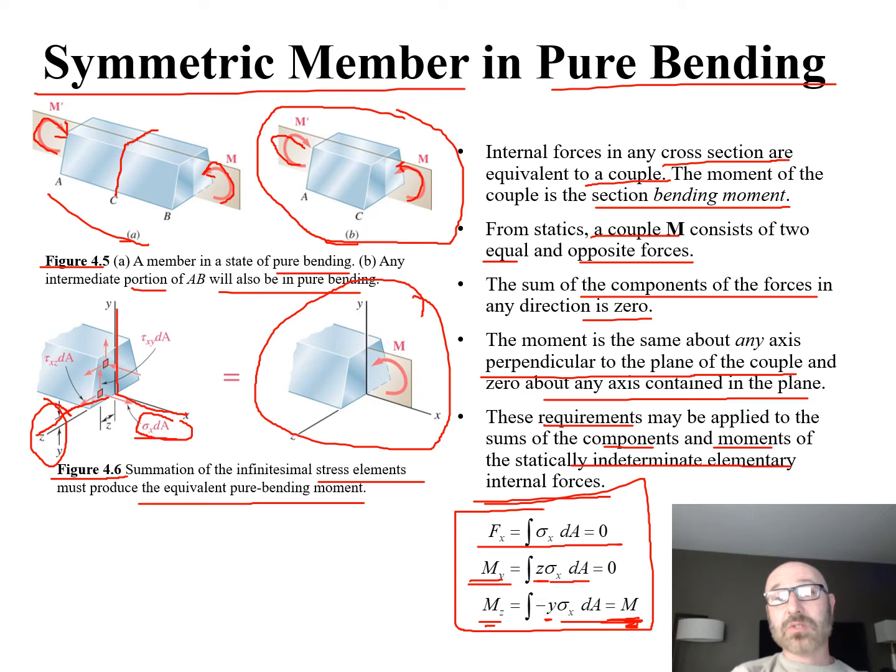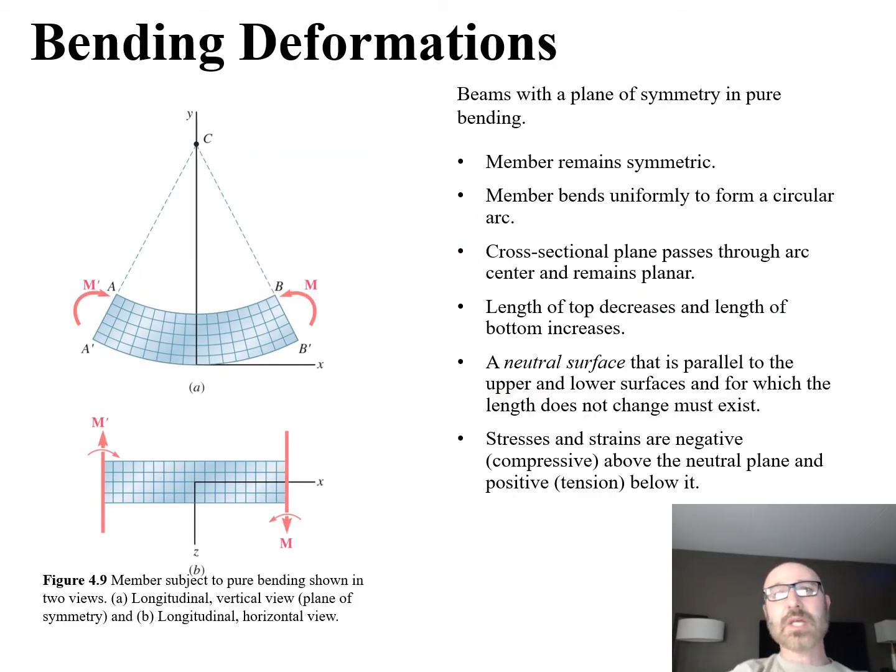So we multiply those two together, take the integral of those, and there is what we get over here on our right-hand side, showing the equivalent pure bending moment. So next we're going to take a look at bending deformations. So we're talking about beams right here.